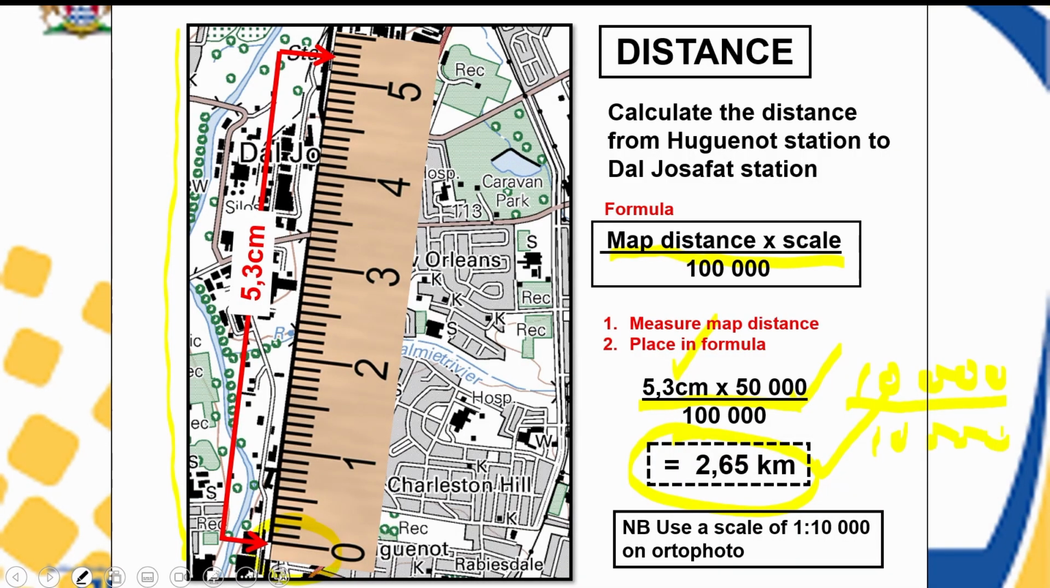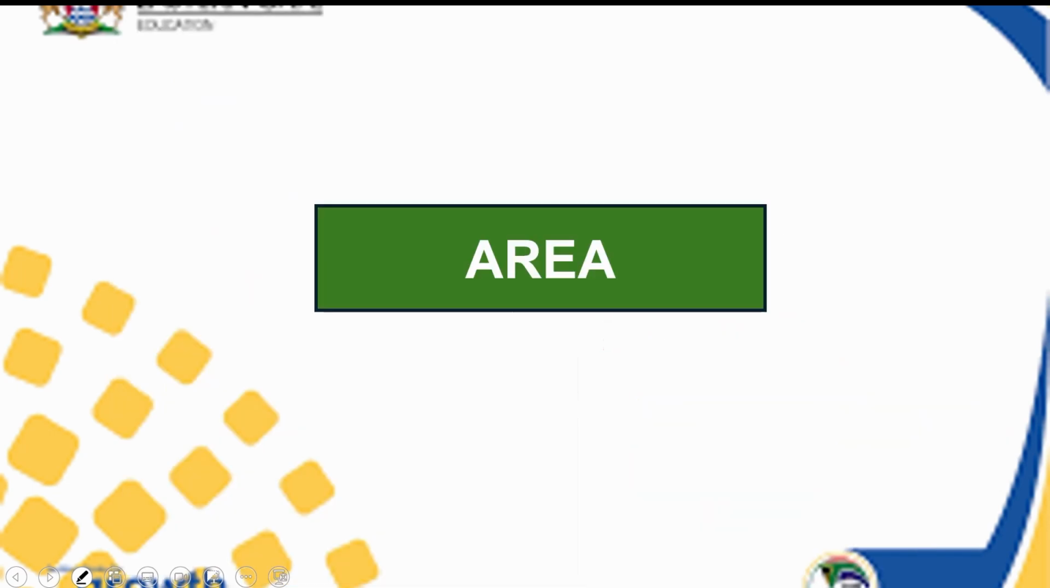Then let's move back again to when you are using an orthophoto map. Instead of multiplying by 50,000, you need to use 10,000, because all maps in South Africa, in an orthophoto map, they use 10,000 centimeters. So you'll follow the same procedure. You multiply by 0.1 or 10,000, then you'll get your answer. Then let's move to an area.